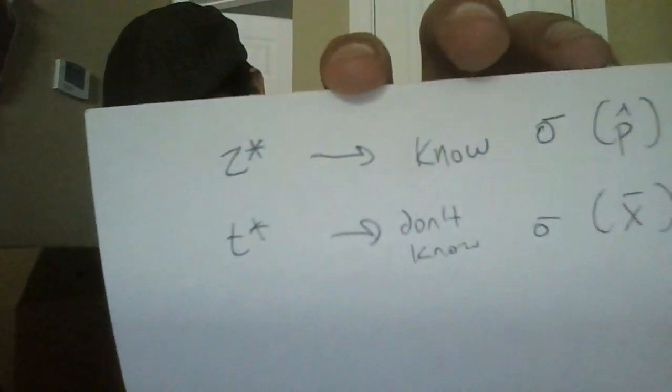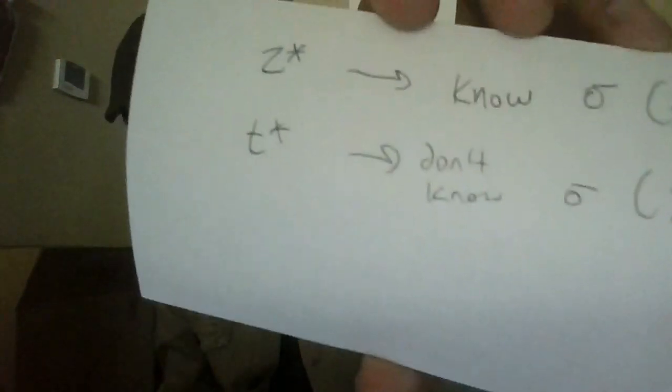Now, you're always going to use z star for p, but t star, you don't always necessarily use t star for means. Sometimes you use z star, only if you know the population standard deviation. If you don't, you'll use t star, which is usually what you'll do. And I'll talk about how to calculate that too.